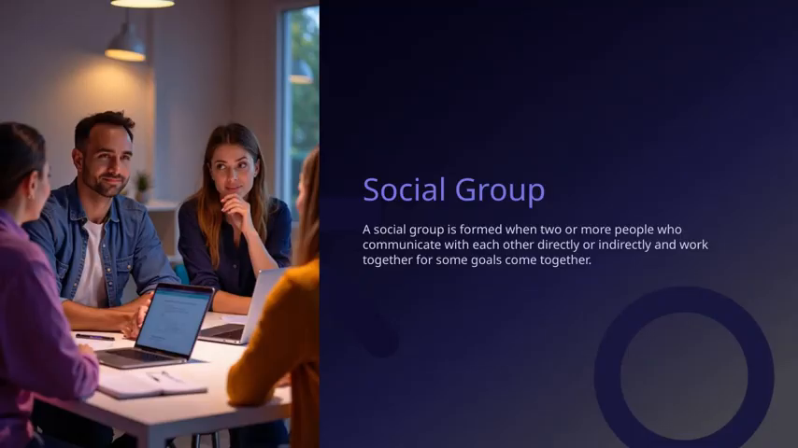A social group is essentially a collection of people who come together because they interact with each other, either directly or indirectly. What this means is that they communicate, share ideas, or coordinate in some way. And importantly, they work together towards common goals. So whether it's a small team at work or a community organization, these groups are built on connection and shared purpose. Recognizing how these groups form and function helps us understand the bigger picture of social dynamics and how individuals influence and are influenced by their social environment.